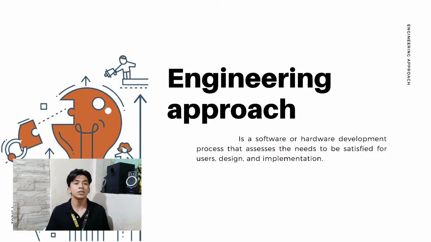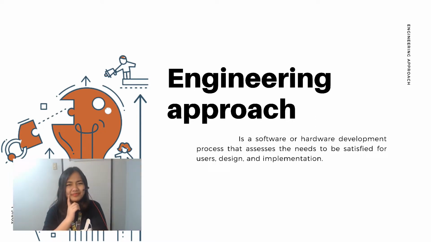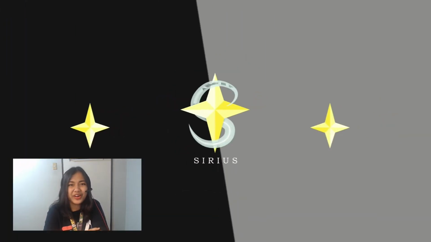The engineering approach is a method in software and hardware for application development. This analyzes the requirements to be met for users, design, implementation, and also maintenance of a product. This method helps developers to skip the cycles and do the analysis section to figure out what's wrong with the system. I can save much time and also fix my system immediately without redoing my work.